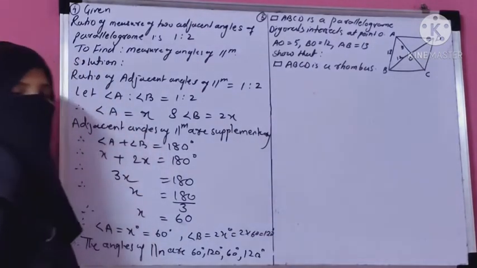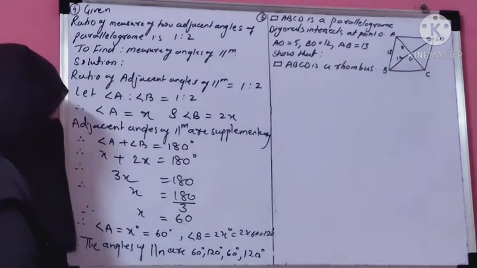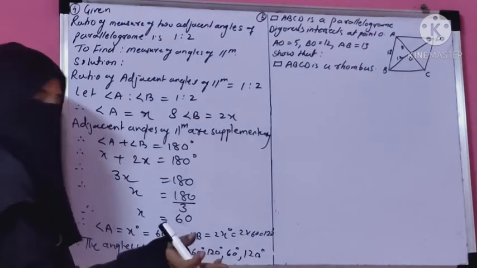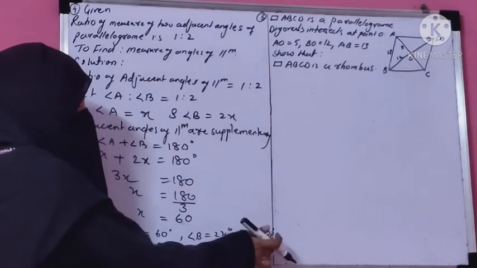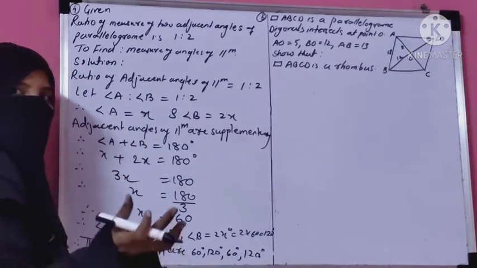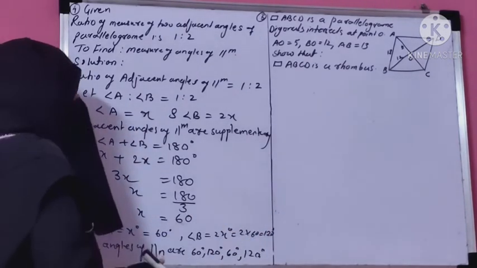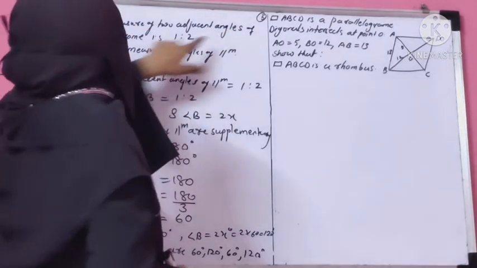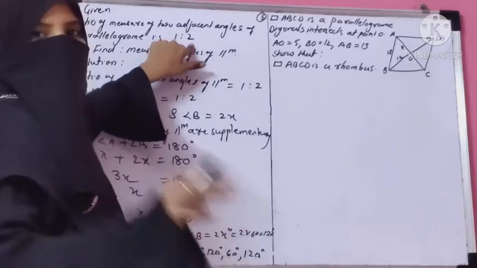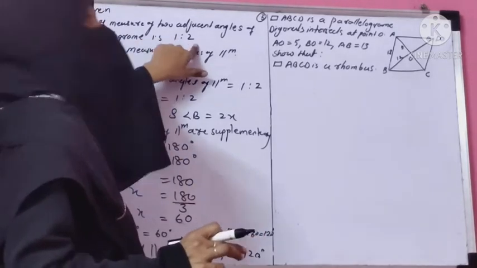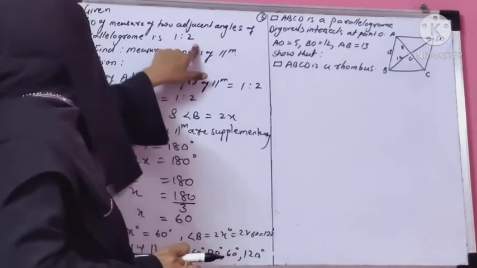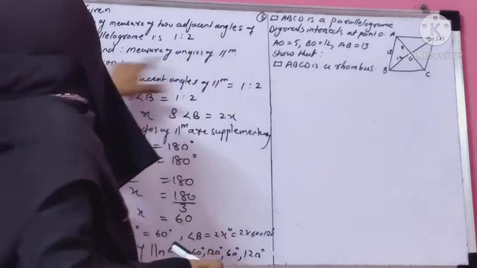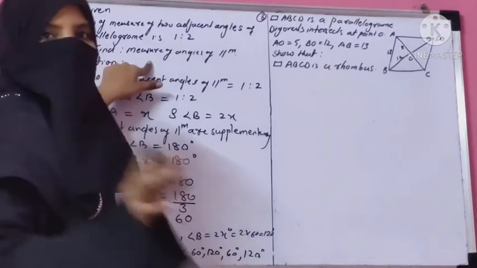Got it? Opposite angles of a parallelogram are congruent. So the angle opposite to 60 is always again 60, and the angle opposite to 120 is again 120 degree. Okay. Now once again see here. The given is the ratio of the measure of adjacent angles of a parallelogram. The ratio is 1:2. That means the adjacent angles are given in ratio, and you have to find the measure of all four angles of this parallelogram.